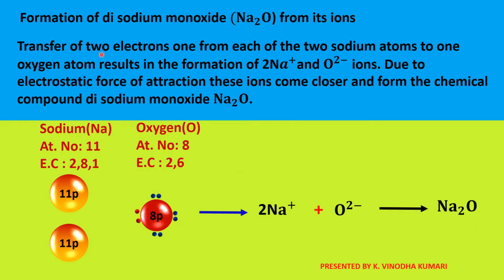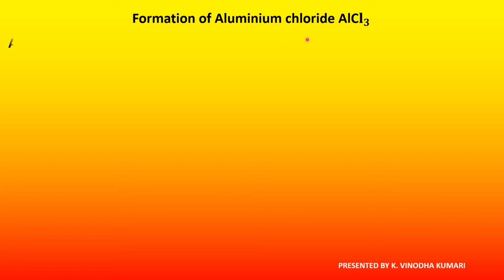Okay, now we'll see another example. Formation of aluminum chloride, AlCl3. It is formed from the elements aluminum and chlorine.